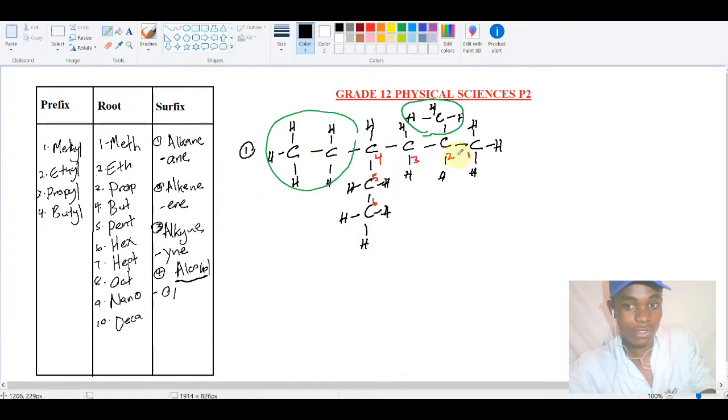we have got our root, because we have calculated the longest chain of carbons. 1, 2, 3, 4, 5, 6. So if it's 6, it's hex. That means our root name is hex. So we have got 6, right? Let me use a different color so that you can distinguish here. We have got root. Our root is hex, right?